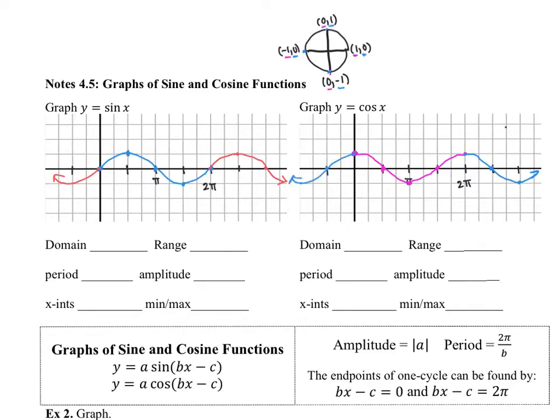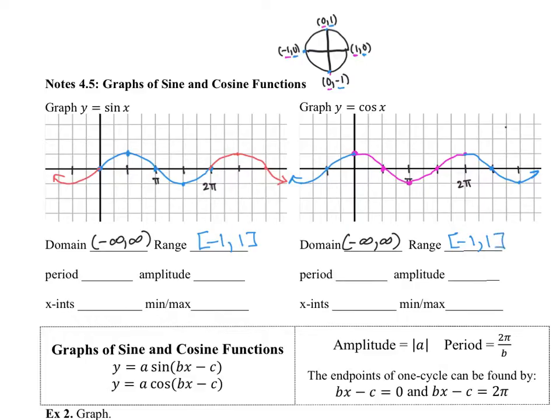For both of these functions, the domain is negative infinity to infinity because it extends forever to the left and the right. For the range, they have a minimum y value of negative 1. They have a maximum y value of positive 1, and it does equal those values because the sine of 0, the cosine of 0 is 1. So it has to equal it.